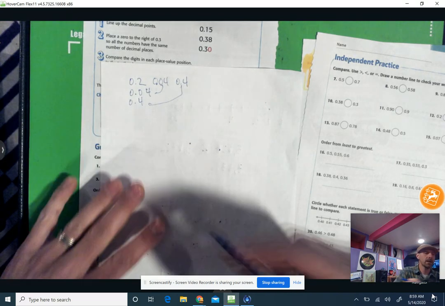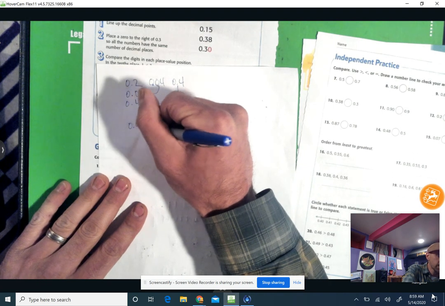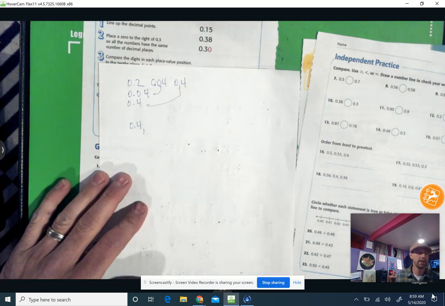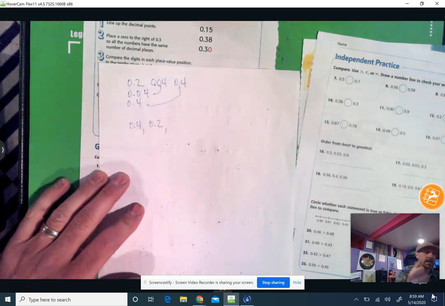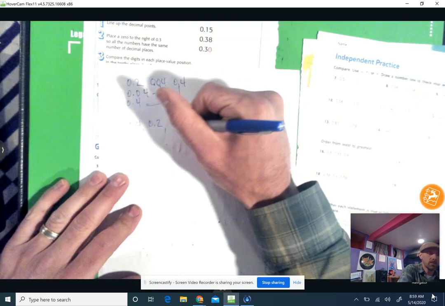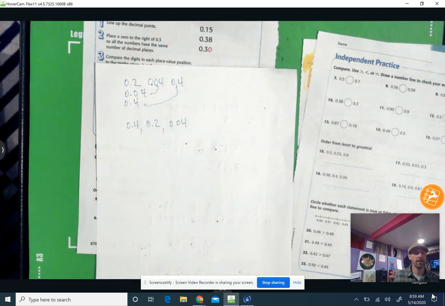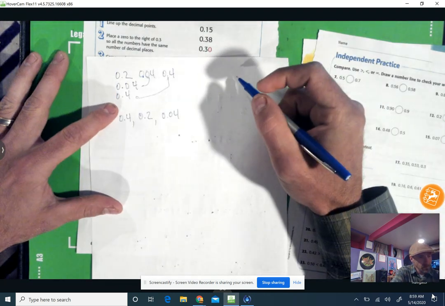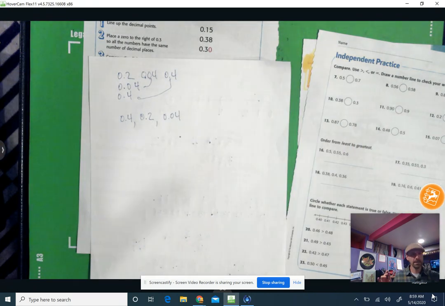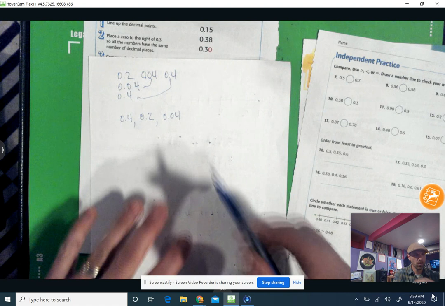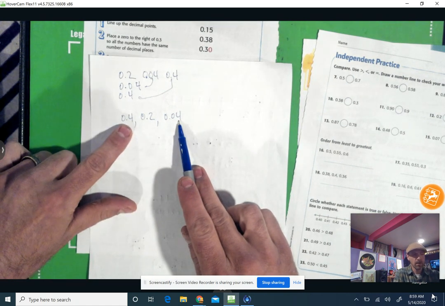Well, the biggest of those, as I begin ordering these greatest to least, is the 4. So 4/10 will come first, then the 2 is larger than the 0, 2/10 will come second, and that 0, or 4/100 sits right there, okay? Correct. So let's look at why 4/100 is smaller than 4/10.